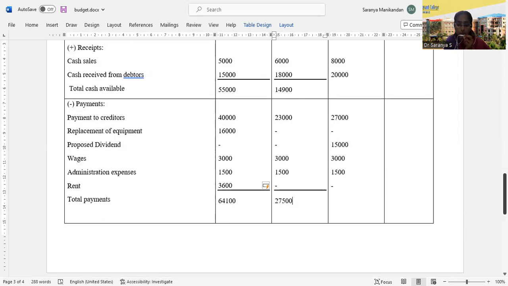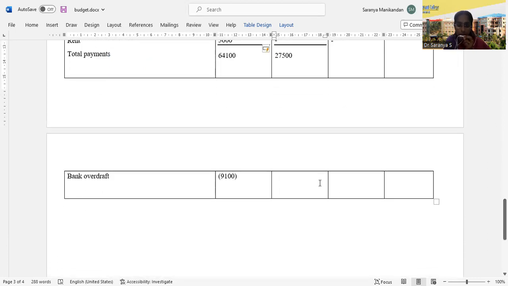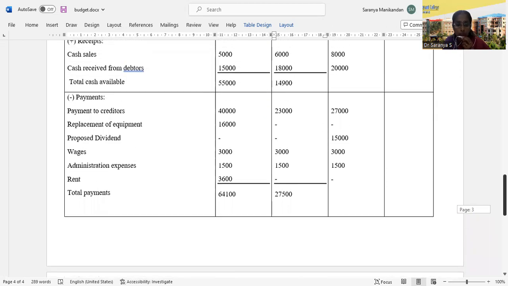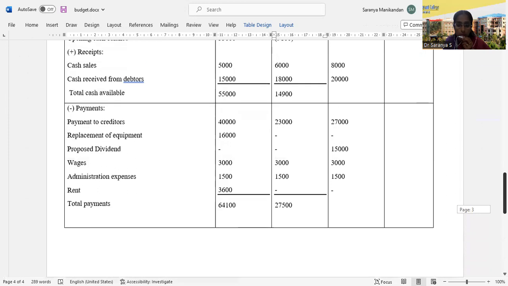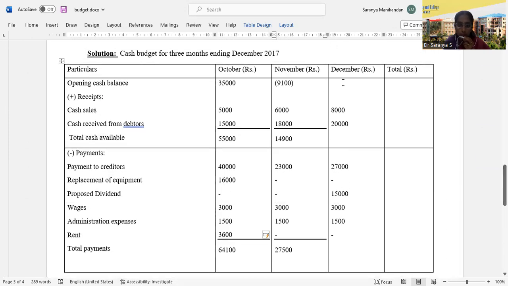And when we look at the payment, we have 27,500. So the difference between here is minus 12,600. Okay, because why we are writing in minus? Because payment is more than the availability of cash. So this 12,600 will become the December month opening balance. So minus 12,600.